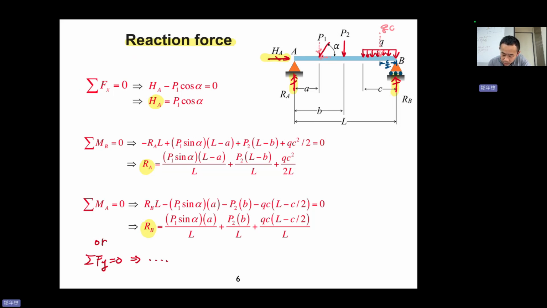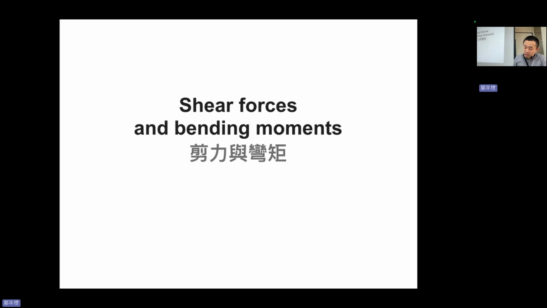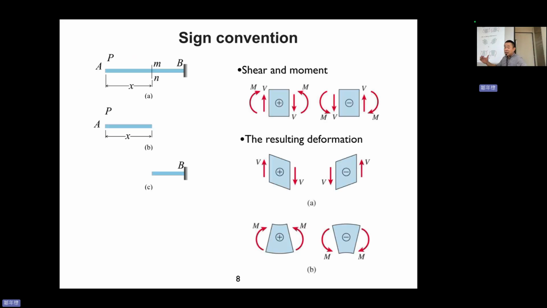So let's continue. Next, let's talk about shear force and bending moment in the material. Before we do the calculation, we need to introduce the sign convention. What is positive? What is negative? This is a little bit different from your concept, so be careful about this.